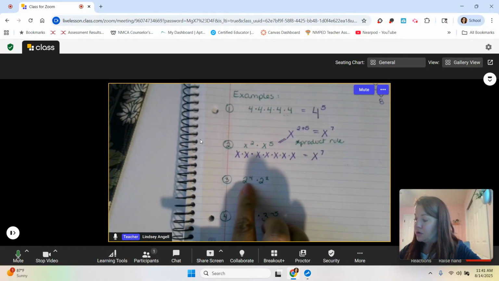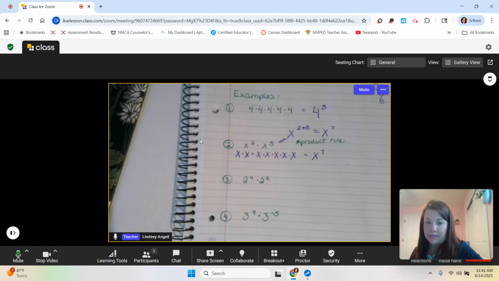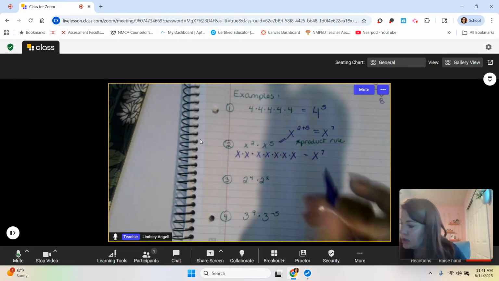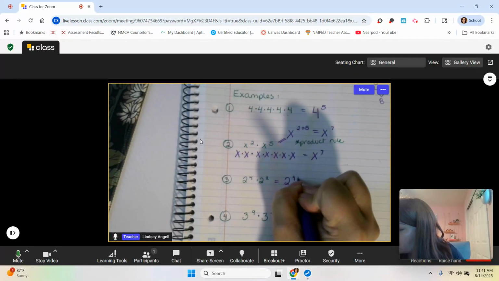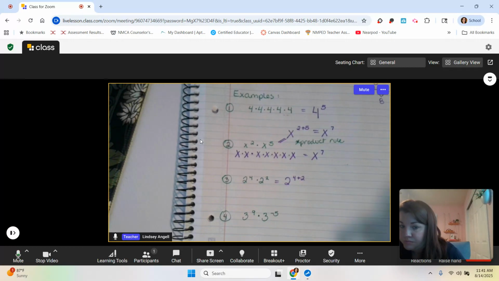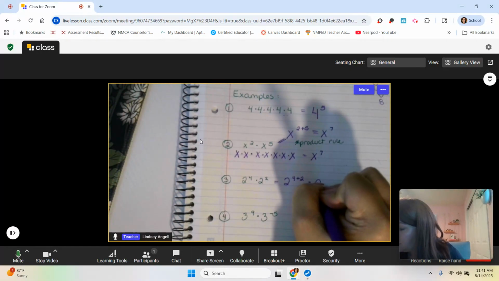Number 3, 2 to the 4th times 2 to the 2nd. Well, there's a few different things we can do. One, we got to notice my base is the same. That's a good thing, right? So I could rewrite this as 2 to the 4 plus 2, which is equal to 2 to the 6th.